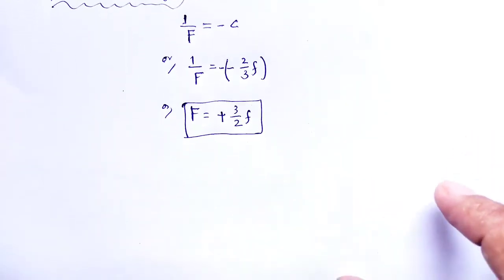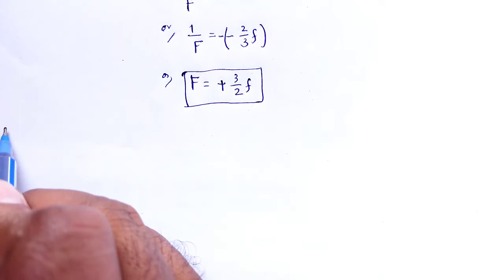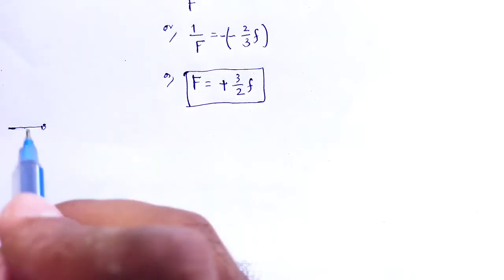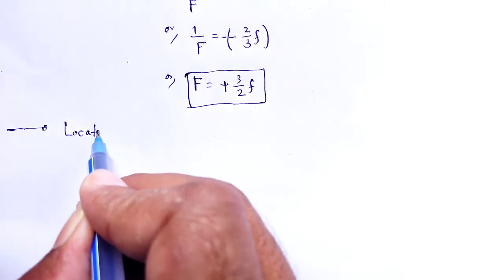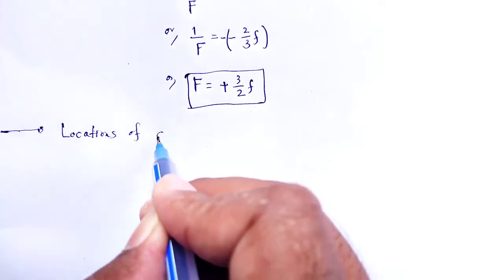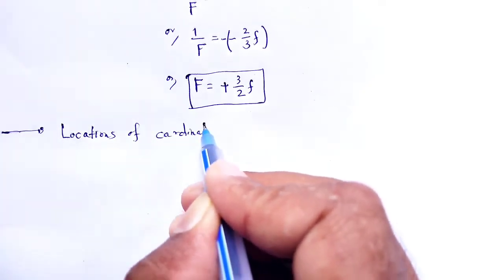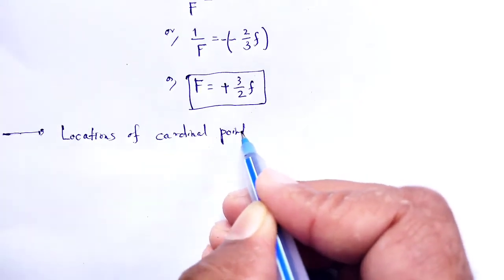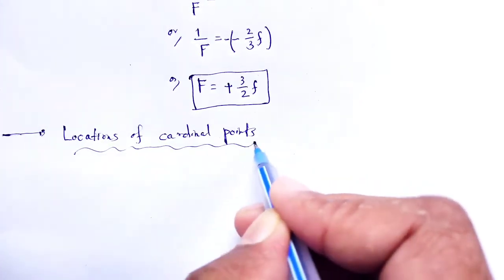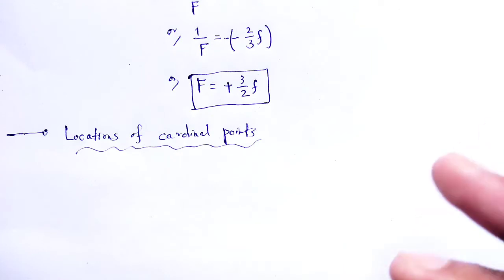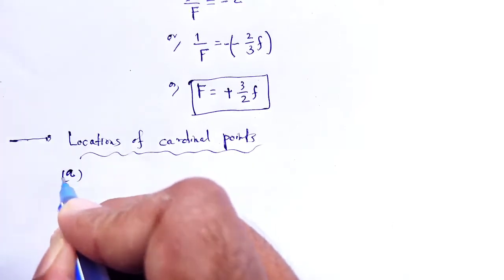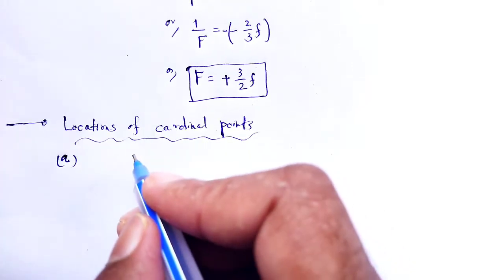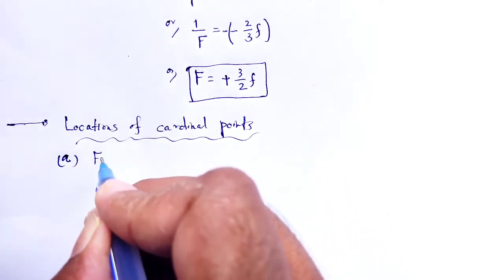Next, the calculation of cardinal points. What will be the location of cardinal points? There are 6 cardinal points: 2 focal points, 2 principal points, and 2 nodal points. First, focal points.